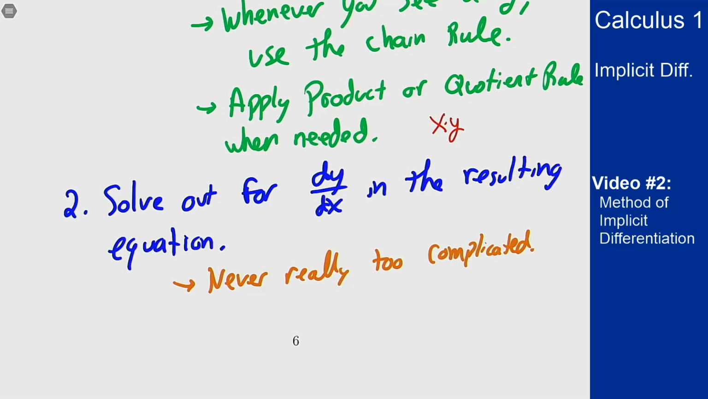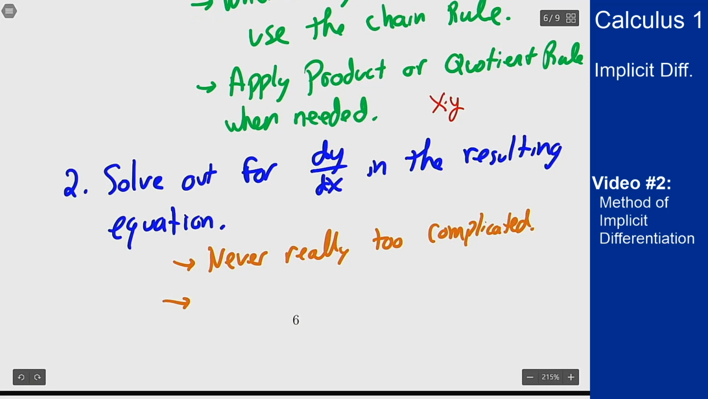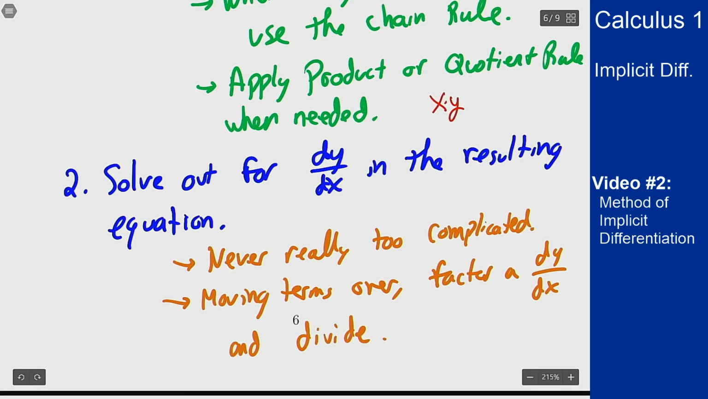So when I want to solve for dy/dx, I can just move all the terms with dy/dx to one side of the equation, factor out a dy/dx that will always be a coefficient, and then divide by everything else to solve for dy/dx. This really involves just moving terms over, factoring out dy/dx, and then dividing. Because the dy/dx always shows up on the end, this will get you to something that isolates dy/dx.